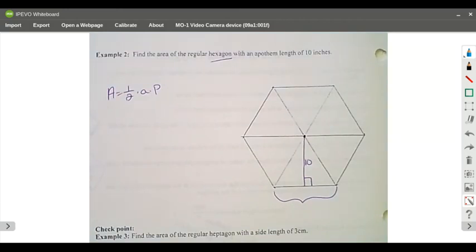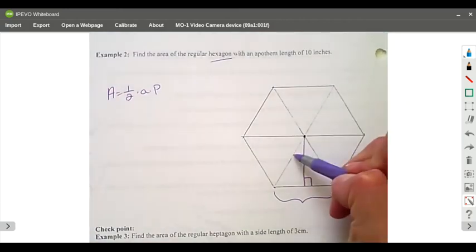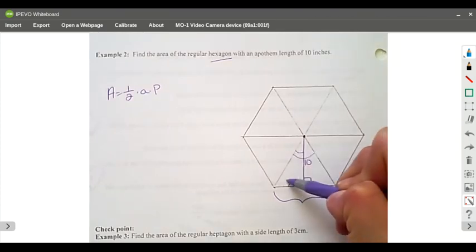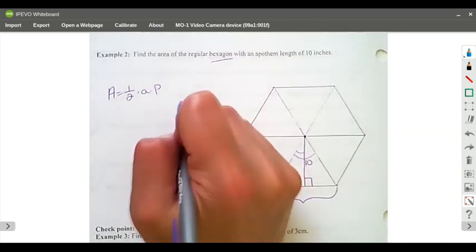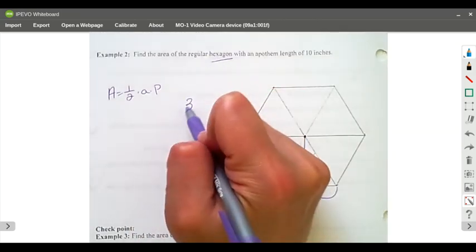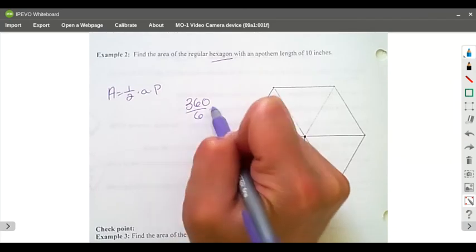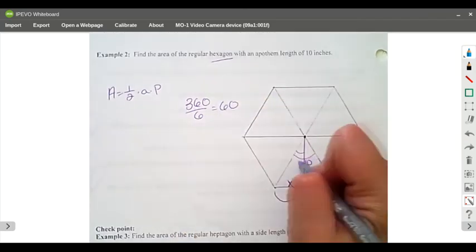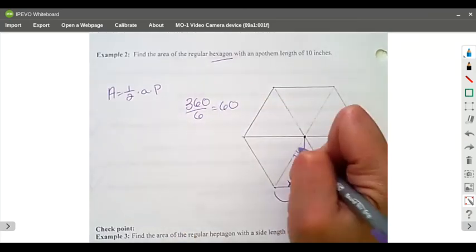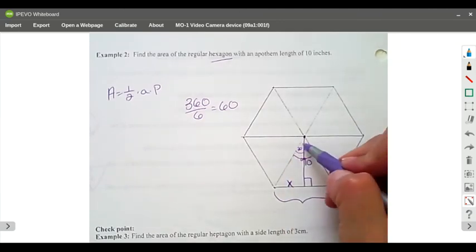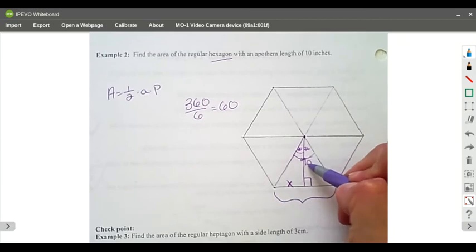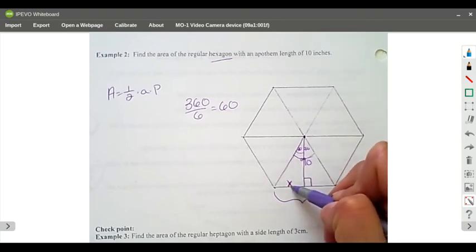So again, like before, we're going to find the central angle, which is the whole thing. We're going to cut that in half for this one, and then we're going to use trig to find x. Remember, to find the central angle, it's 360 divided by the number of sides, which is 6. So that's going to be 60. So the whole thing is 60, which means each small piece is 30. So now I have, this is 30, this is 10, this is x. Technically, this is a 30, 60, 90.